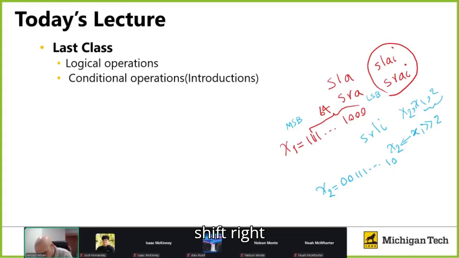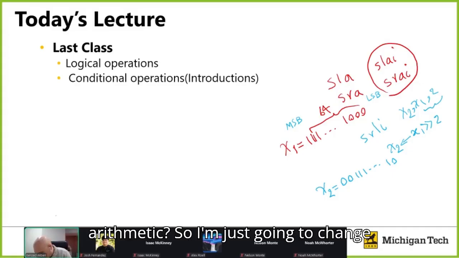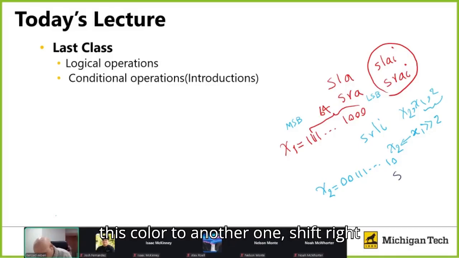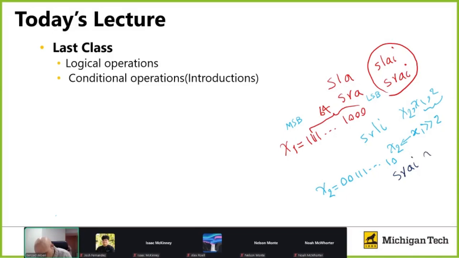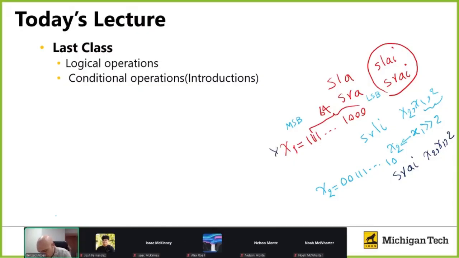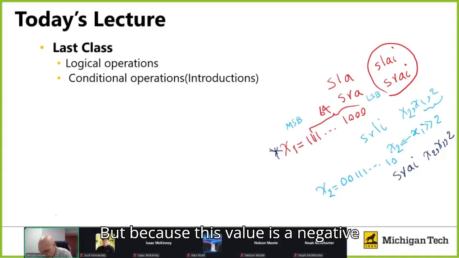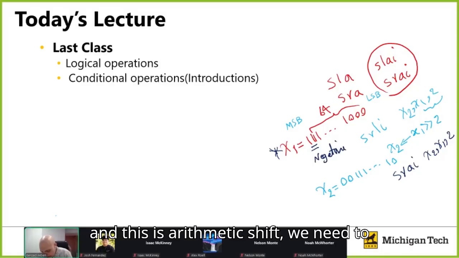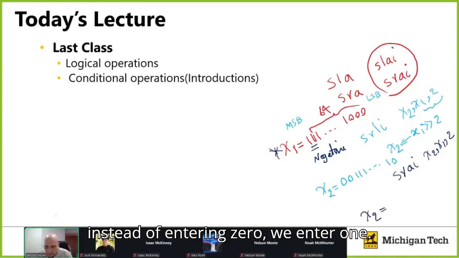What about shift right arithmetic? So I'm just going to change this color to another one. Shift right arithmetic immediate, x2, x1, and 2. Same operation, same values, and x1 is still this. If we run this instruction, again we are shifting x2 2 bits to the right, but because this value is a negative value and this is an arithmetic shift, we need to keep the sign. So instead of entering 0, we enter 1.